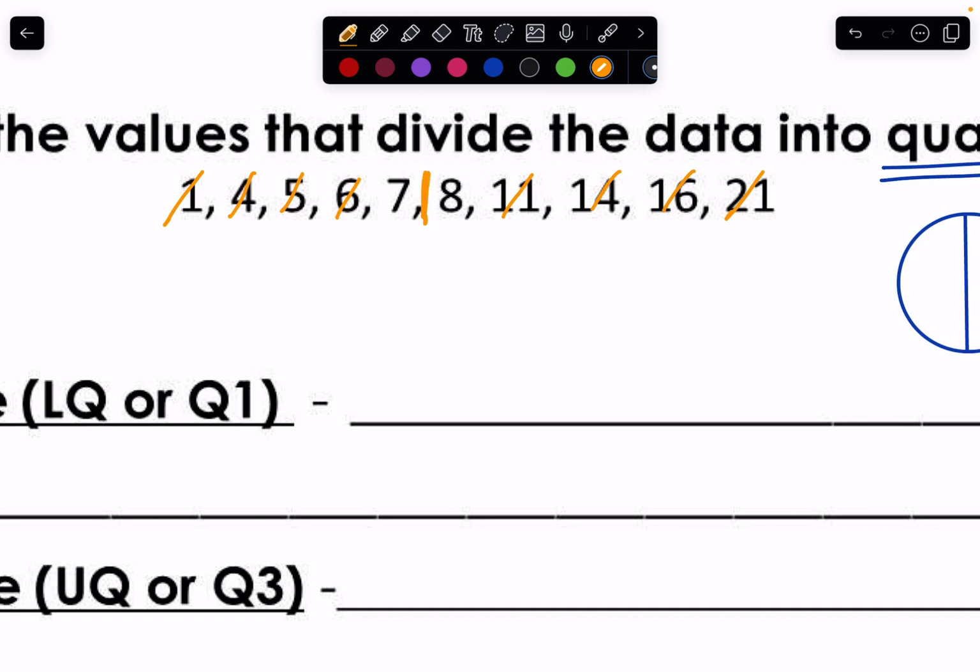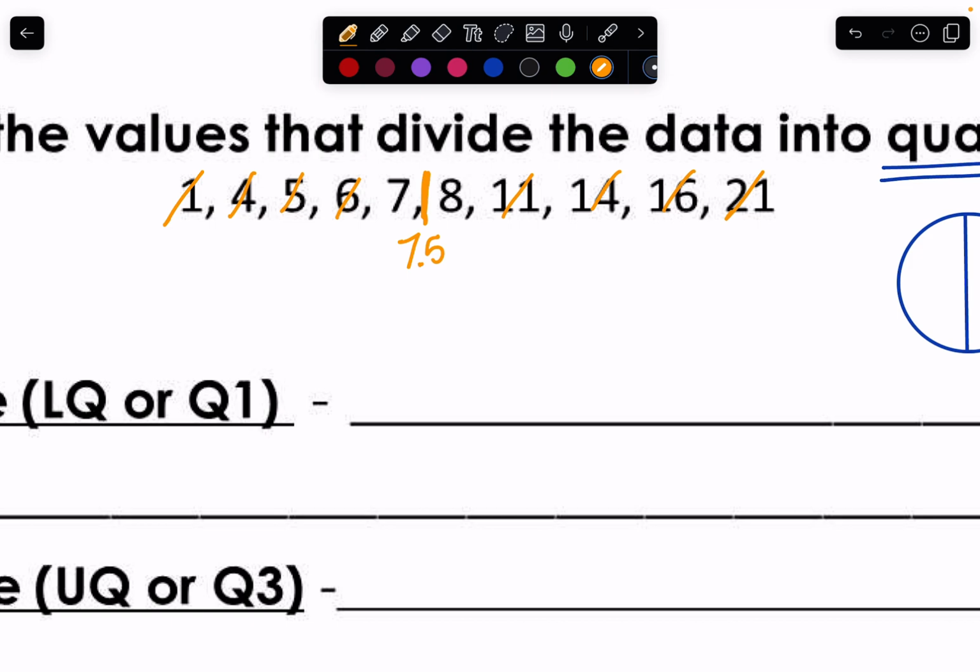Yes, 7.5. Good. Okay, thank you. All right, so 7.5 is directly in between 7 and 8. That one's a little bit easier to see, right? If I have 2 numbers right next to each other, it's clear to see that the middle is 7.5.